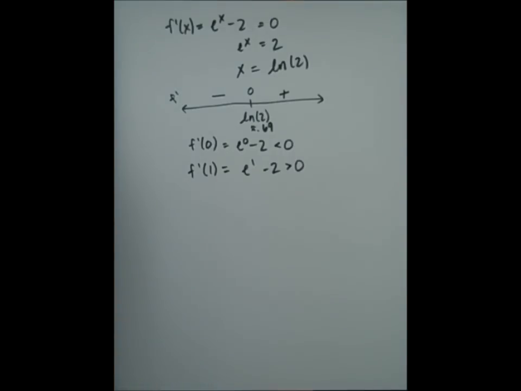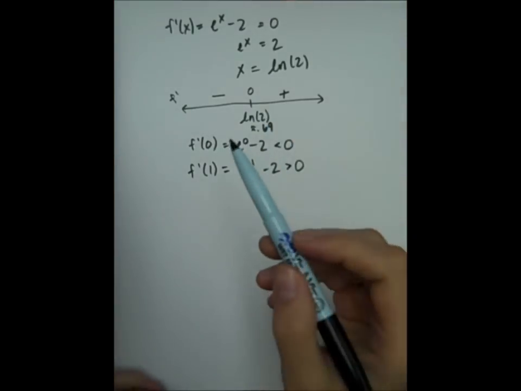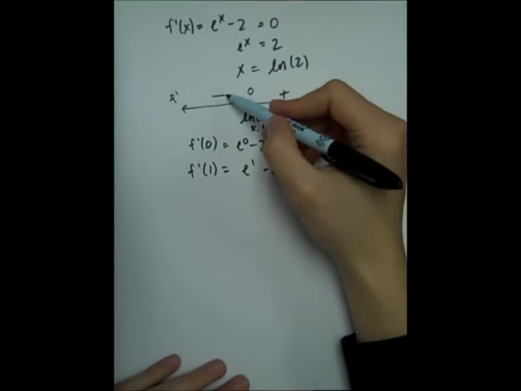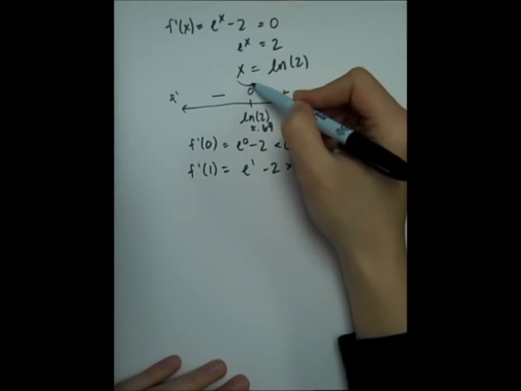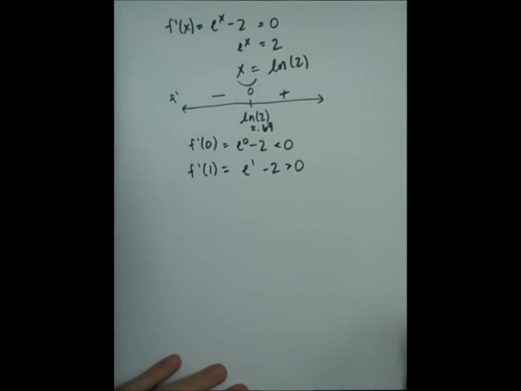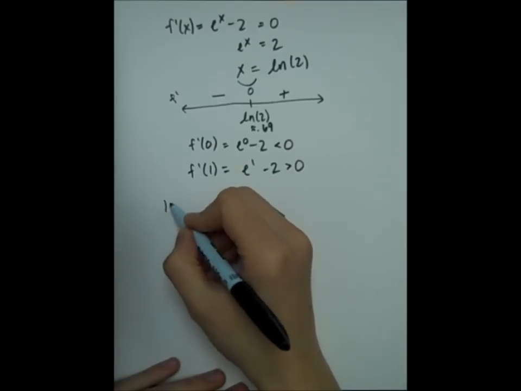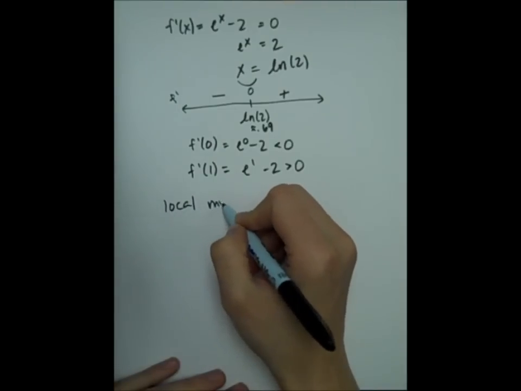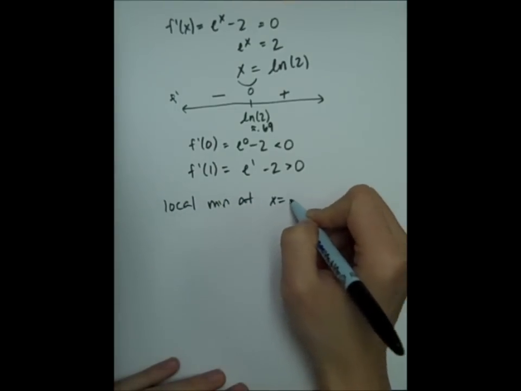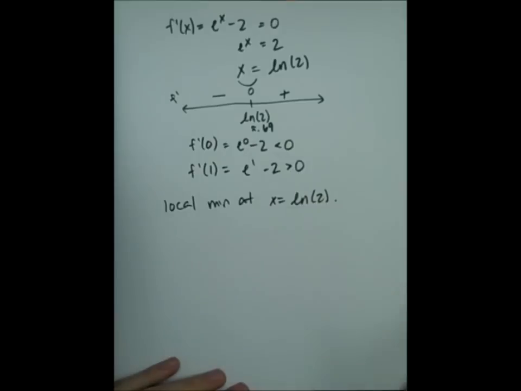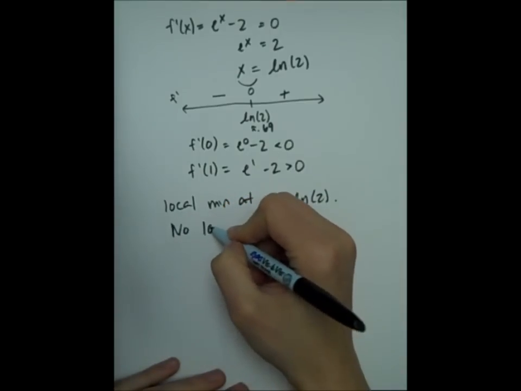From this number line, we're going to be able to read off everything. Here the slope was negative, then it was 0 and positive, so let's write that in just so it's more clear. So I have a local minimum at x equals the natural log of 2. I have no local max.